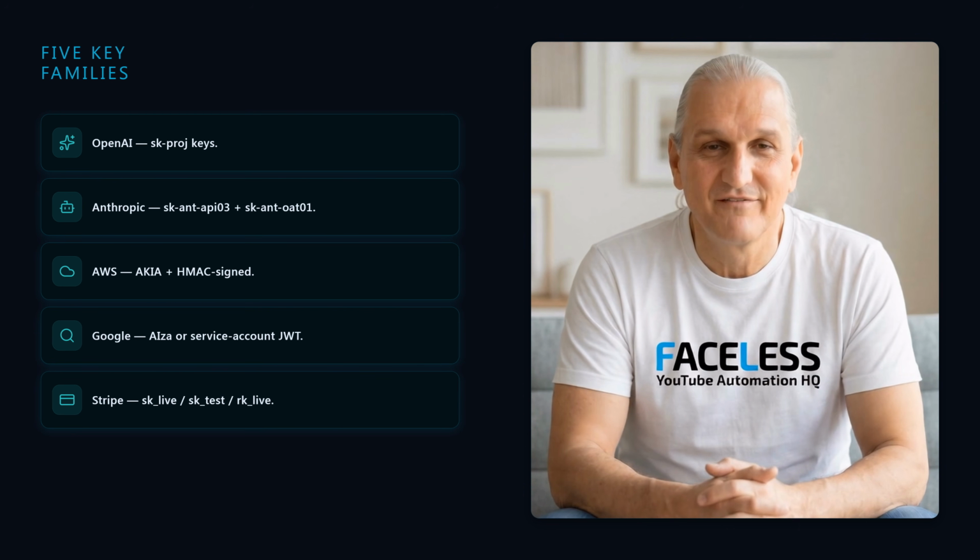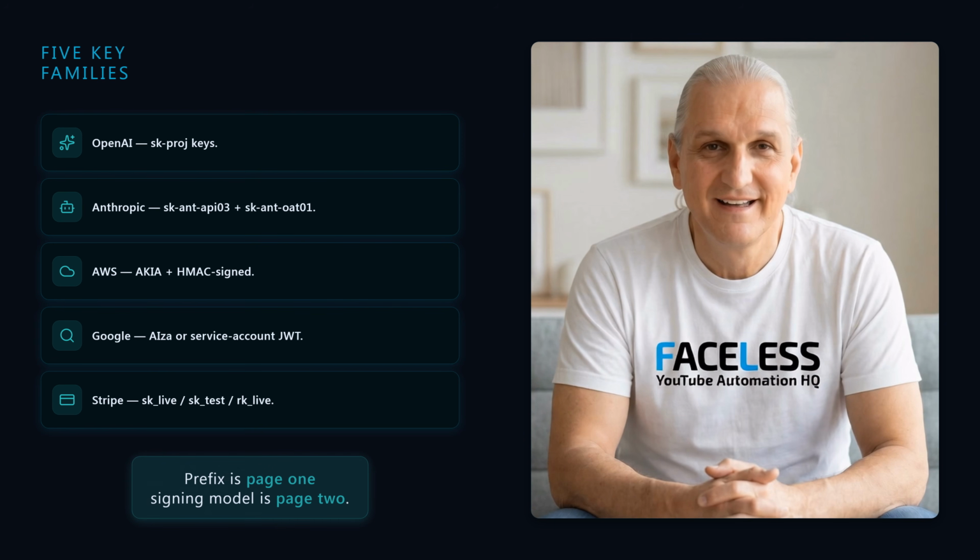Most people treat all 5 families the same way, like a kitchen appliance manual. Page 1 says, "Congratulations on your purchase." Page 2 says, "Warning, do not disassemble," and most users stop reading there. The API key prefix is page 1. The signing model is page 2. We are reading page 2 today.